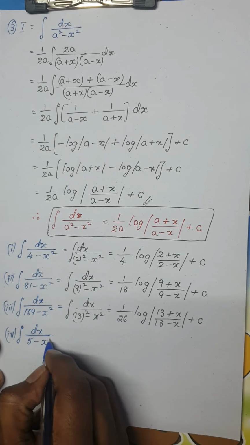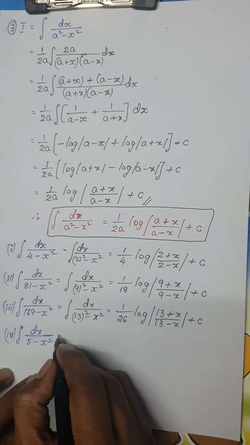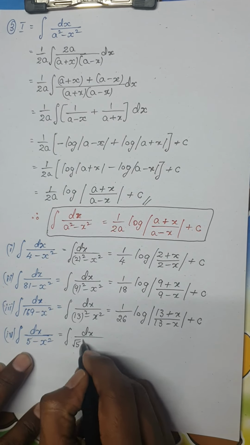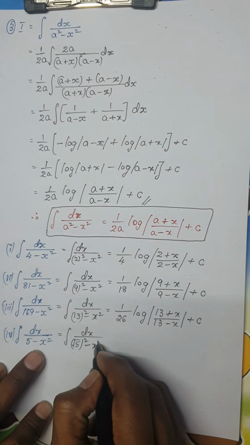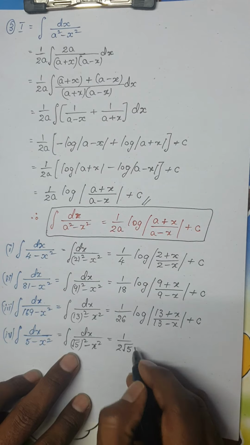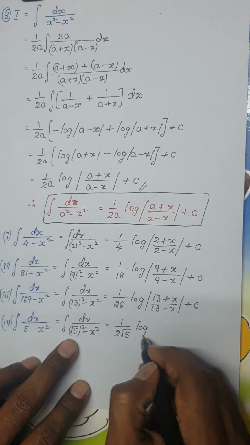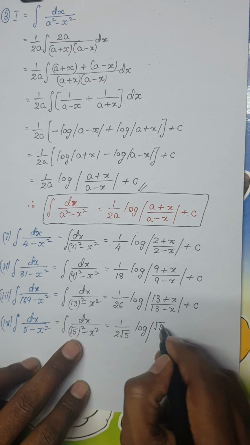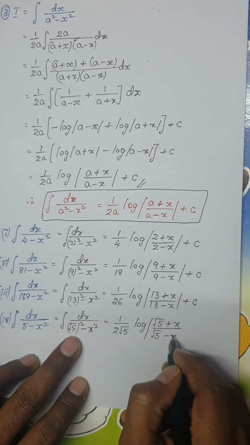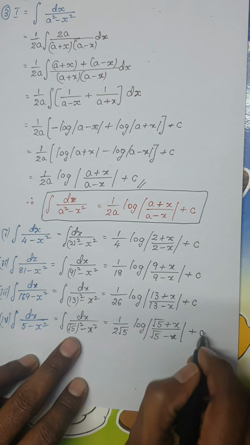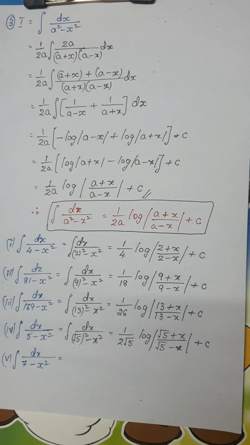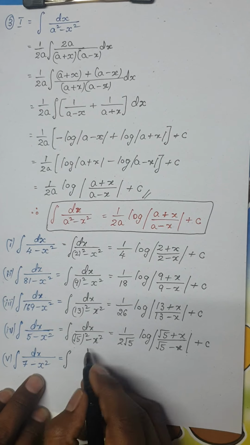Let me think of the integral of dx divided by 5 minus x square. As we have already done in previous questions, this can be written as dx divided by root 5 square minus x square. So I am going to write this as 1 divided by 2 times root 5 into log of mod a, where a is root 5 plus x divided by root 5 minus x, plus c, which is the constant of integration. Is it clear?